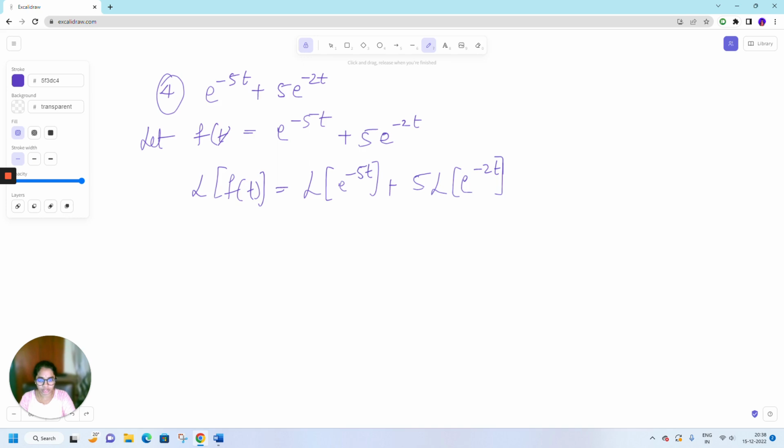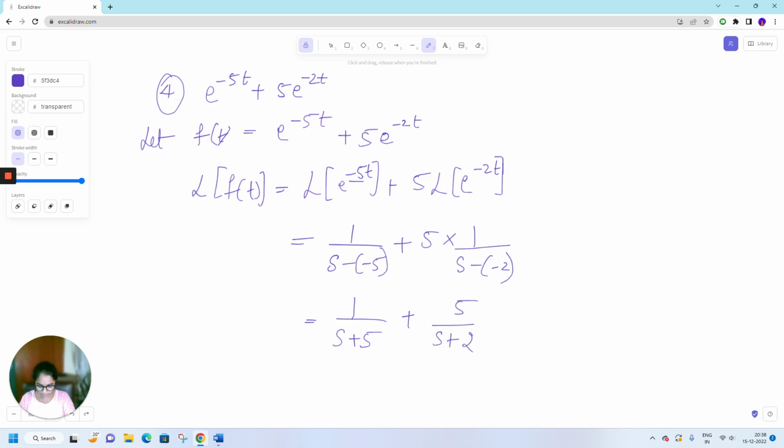So what is Laplace of e power at? It is 1 divided by s minus a. What do we have in the place of a? We have minus 5, plus 5 into 1 divided by s minus a. In place of a I have minus 2. So the answer is 1 divided by s plus 5, plus 5 divided by s plus 2.